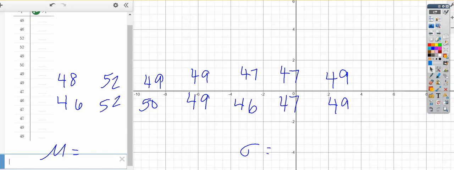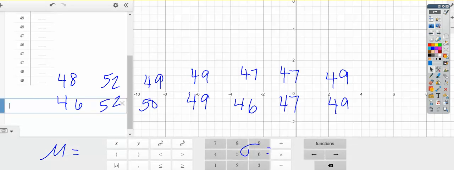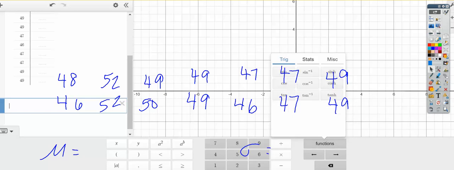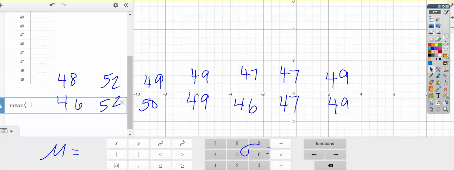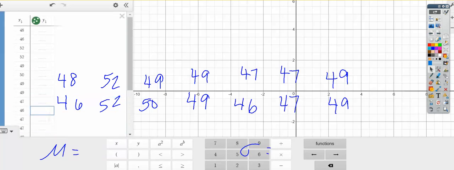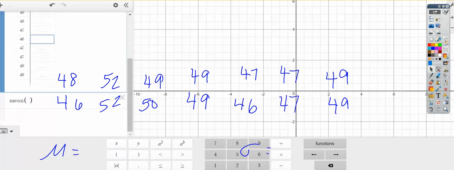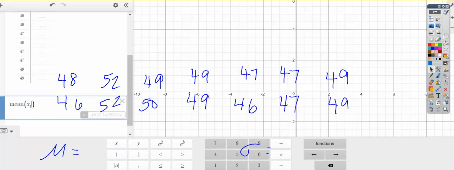If I want to show you how you get the mean, I'm going to press the keyboard in the bottom left corner. I'm going to press Functions, go to Stats, I'm going to press Mean, and then I have to tell Desmos where I typed my data. I typed my data into X1, so I'm going to press X1. And my mean, I'm going to round to the tenth. I'm going to do 48.6. So my mean is 48.6.